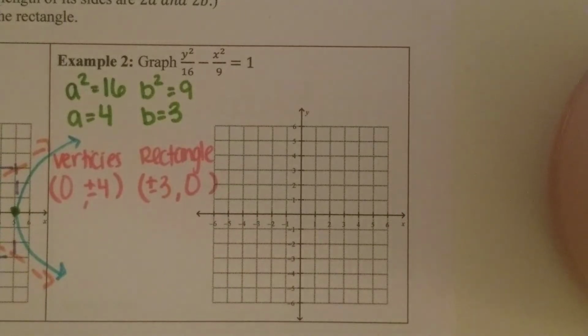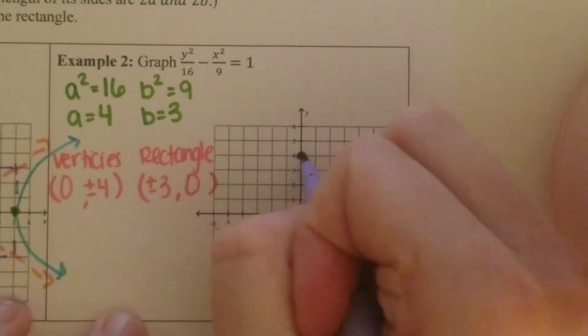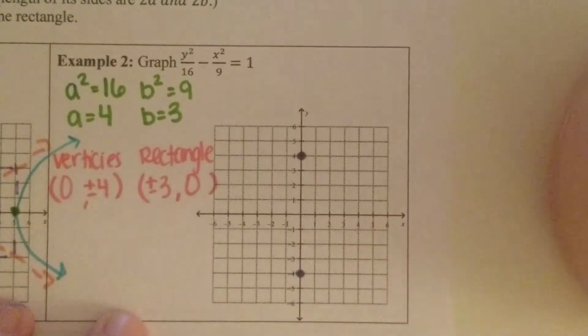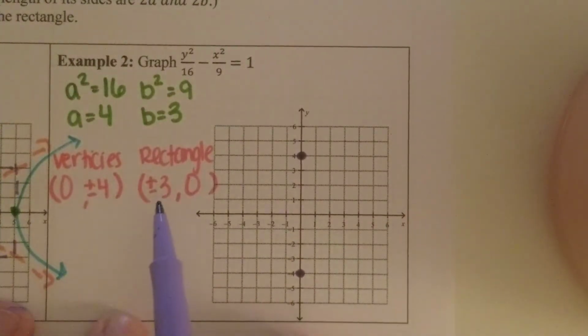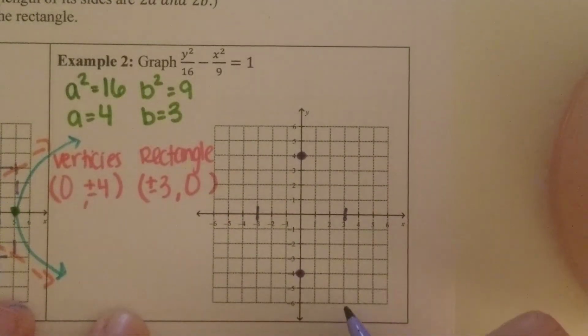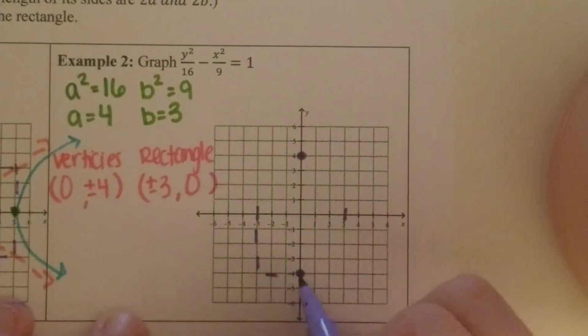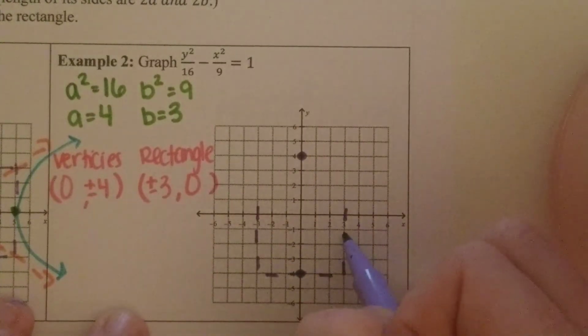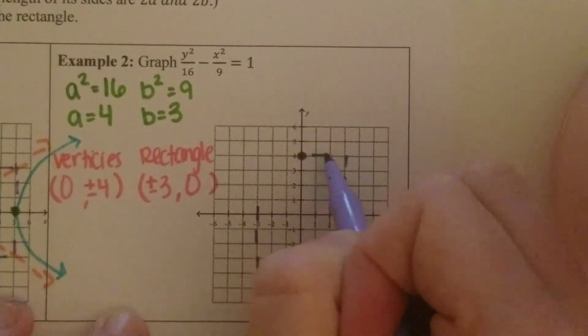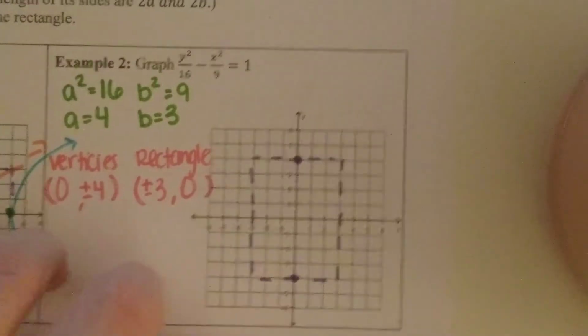So we're going to start by plotting our vertices. So these are on the y-axis. So we put dots at +4 and -4. For our rectangle, we put little dashes on ±3. And we're going to form our rectangle by connecting these 4 dots. All right, so I formed my rectangle.